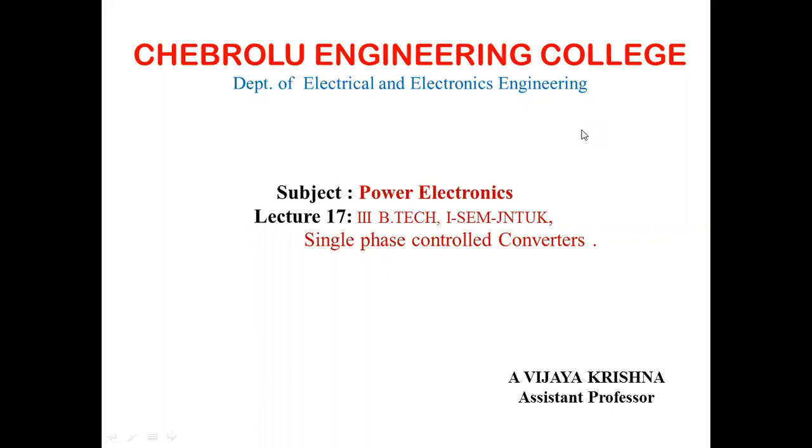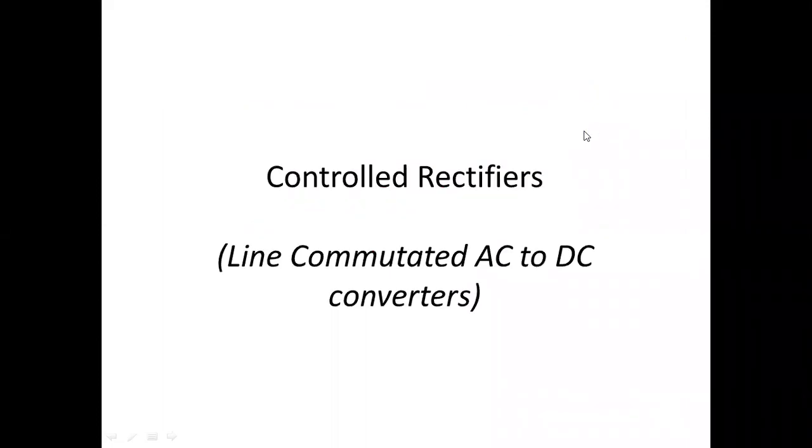Today's lecture is on single phase controlled converters, or phase controlled rectifiers, from the subject of power electronics. For controlled rectifiers, we discuss the line commutated AC to DC converters. Phase control rectifiers, or controlled rectifiers, are also called controlled converters.